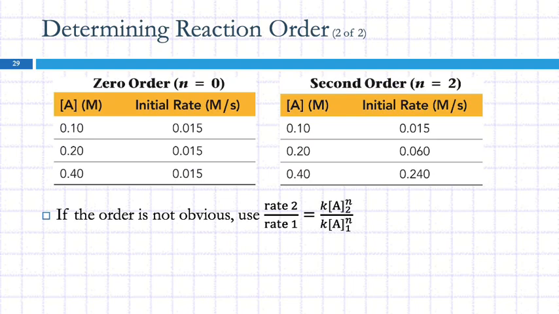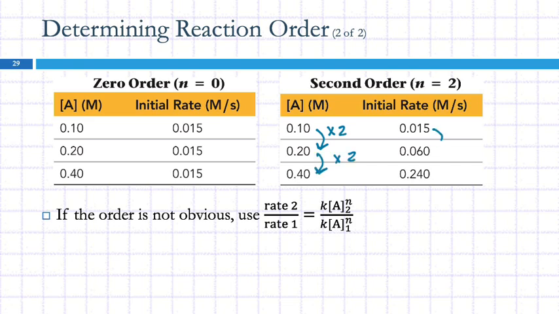So here's some sample data for a zero-order reaction. Here we're doubling the reactant concentration, doubling it again, but the rate stays the same, doesn't change. Second order, again with the same concentrations, we're doubling and doubling. So let's just write that down. So this is times 2, and this is times 2.